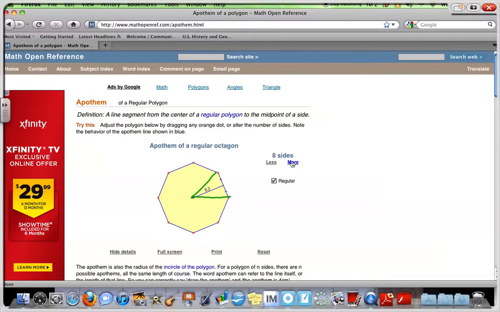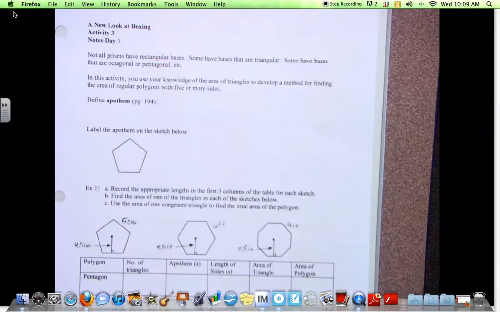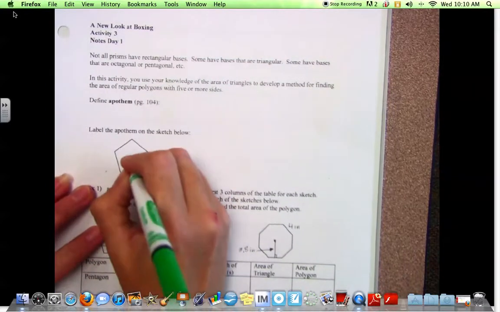So we've already looked at finding areas of these shapes. We've broken it up into triangles. All right, so your apothem is at the center, and it's perpendicular to the base.